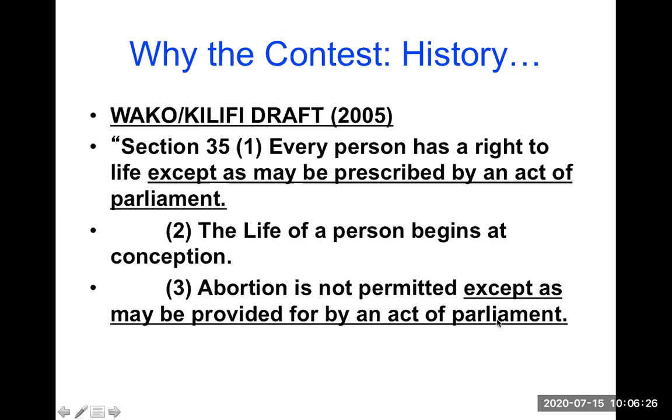So the Wako draft or the Kilifi draft, all were creating an opportunity for an act of parliament to take away what the Constitution has said. Every person has a right to life except. Abortion is not permitted except. Okay, so the drafters of the Bomas draft had inserted certain protective provisions that consequently were the subject of tinkering.